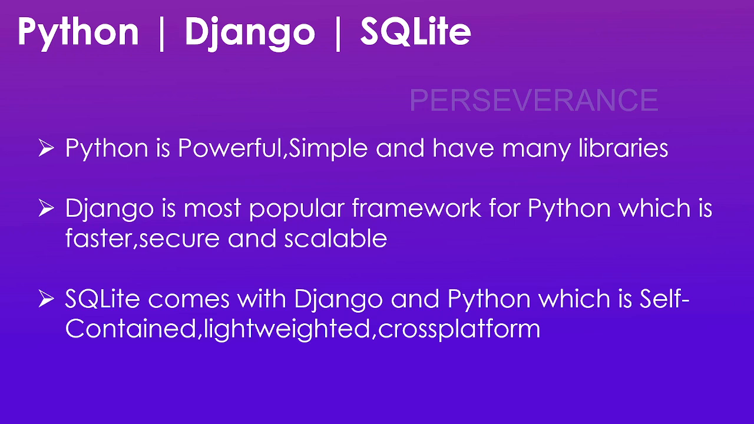Fine guys, I hope you got to know what we need to learn and gain expertise in for the backend implementation of Python full stack: Python, Django, and SQLite. Python is a powerful language to implement automations. Django is a framework for Python, which is very fast, secure, and scalable. SQLite comes with the Django framework in Python, and it is self-contained, very lightweight, and cross-platform.